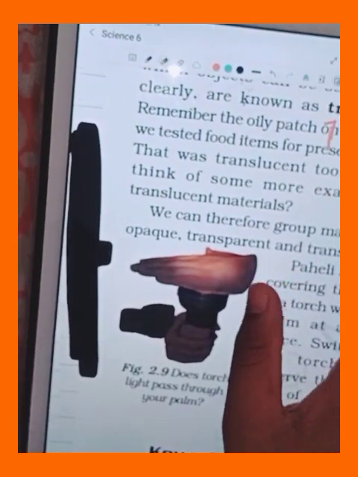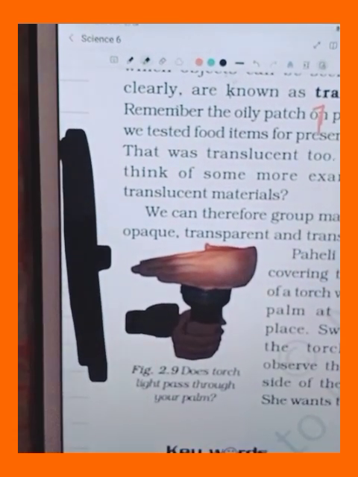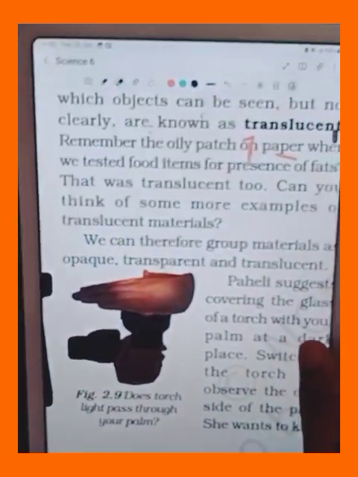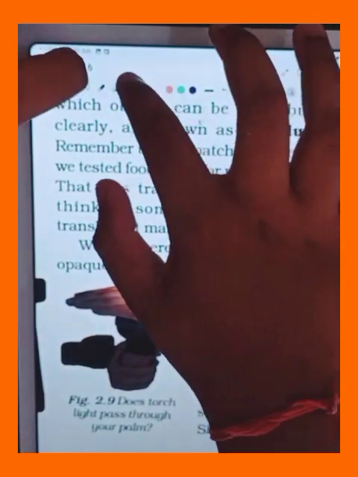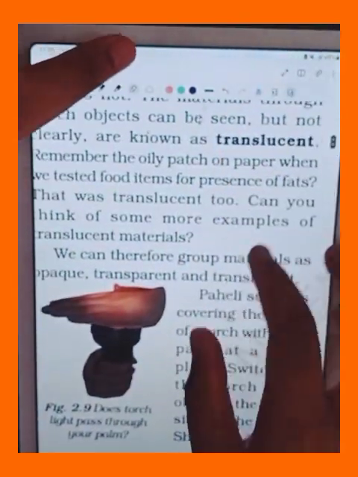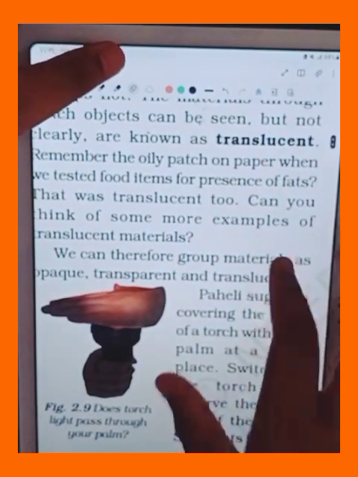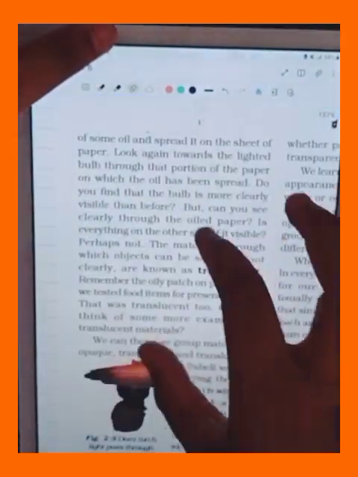Just dim my lights. It's very dark. Yes. So where were we? We were here.